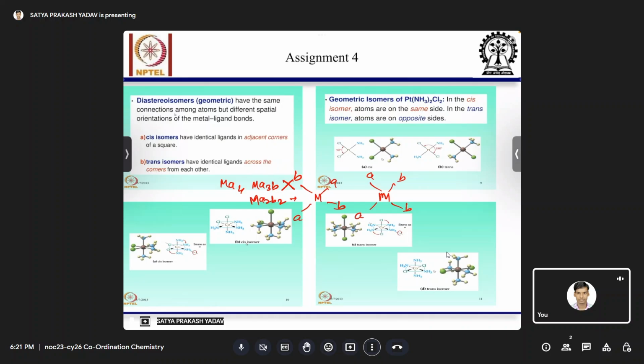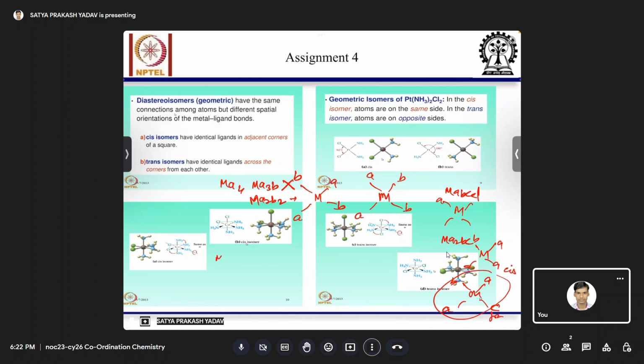Now we will go to MABCD. So there are three kinds of isomers that can form. You fix A, now you vary all the others, so there are three possibilities. Now we can go to MA2BC. Again here, whether A is in the cis position or A is in the trans position, through this we can decide whether it is cis or trans.